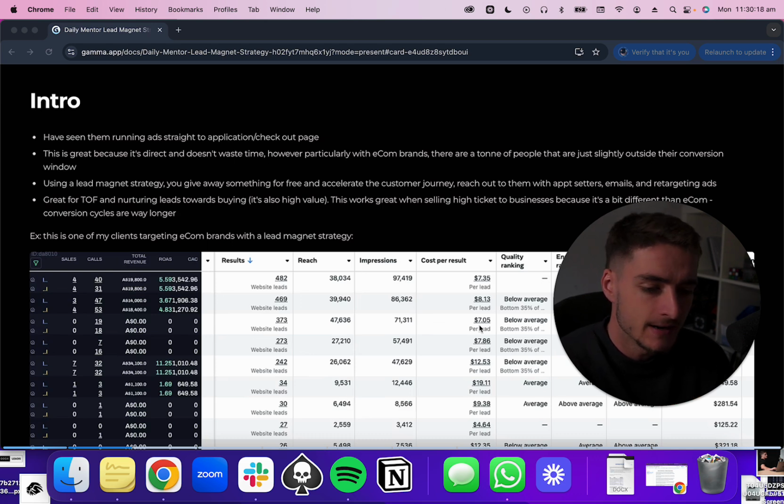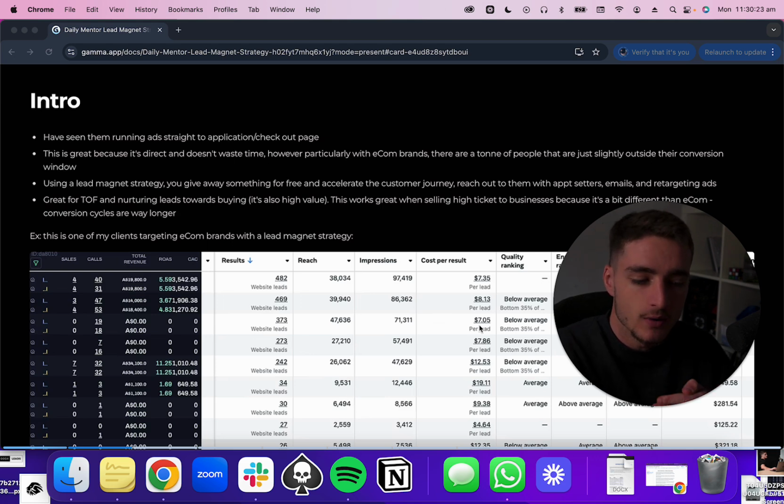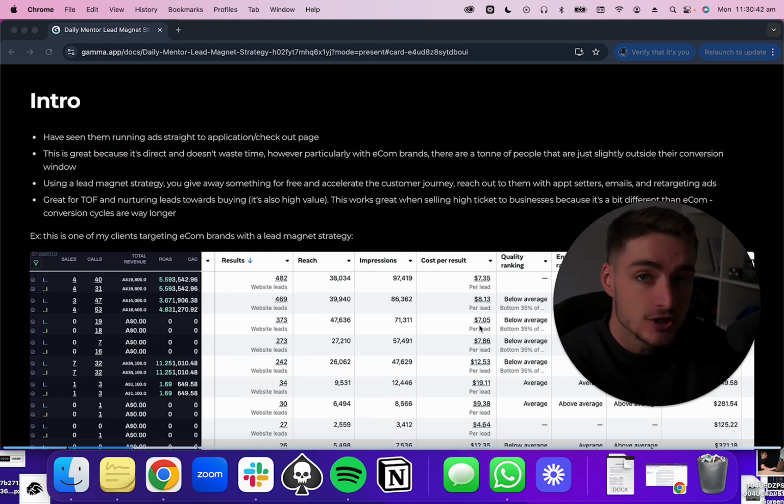But using a lead magnet strategy, essentially what you can do is accelerate the time period by when someone even knows they have a problem, and you can also accelerate the time period by which someone trusts you enough to buy. So what you do is you give away something for free and accelerate that customer journey and then reach out to them with appointment setters, emails, and retargeting ads. And what that means is it's great for top of funnel and nurturing leads towards buying because you can catch them. You can essentially generate the lead much, much earlier in the buying journey than if you were to do so via a direct conversion funnel. And therefore, like I said, you can accelerate that.